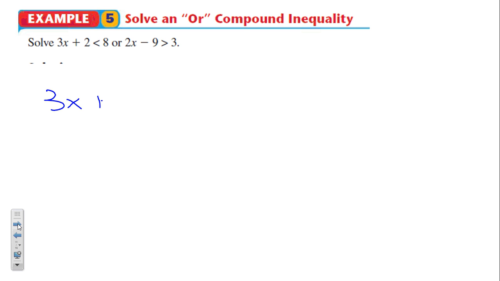We have 3x plus 2 is less than 8. Then we have the word or. 2x minus 9 is greater than 3. So here's what's going to happen. We're going to solve the one on the left, then we'll solve the one on the right. And then we're going to graph this compound inequality, meaning we have 2 of them.